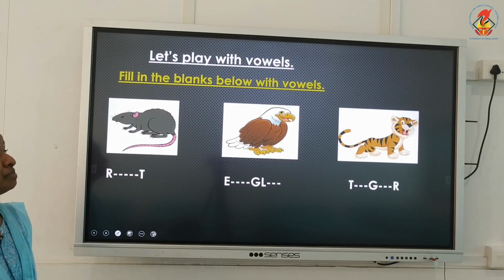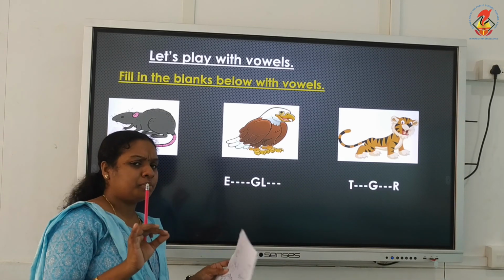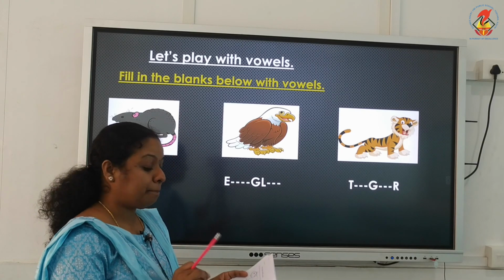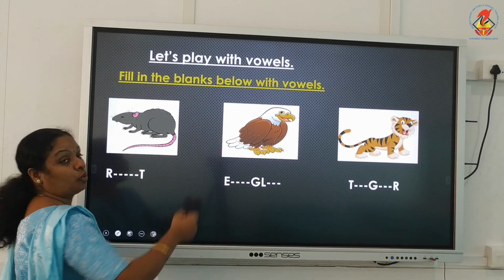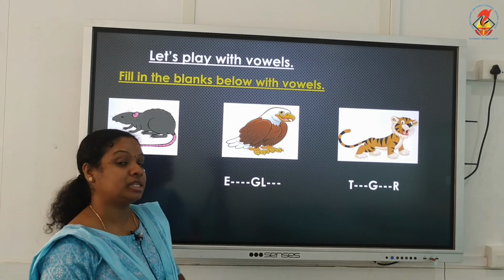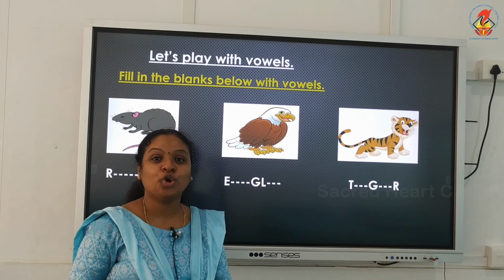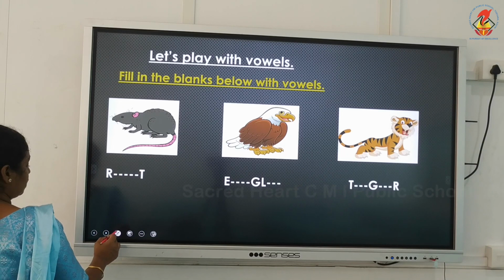Okay children, let's play with vowels. Okay, the picture and some letters are missing. Okay, you have to fill the blank with the vowels. Fill in the blanks below with the vowels. Which are the vowel letters children? You just say louder. A, E, I, O, U. Okay, good children. So can you say what will be the first one?